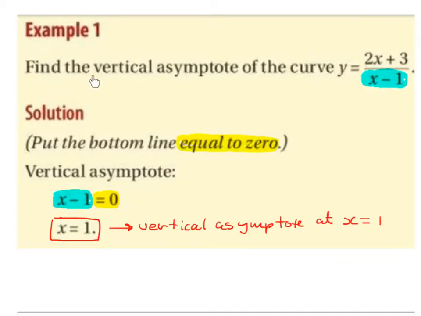Example: find the vertical asymptote of the curve y equals 2x plus 3 over x minus 1. So what we do is we put the bottom line, the denominator, equal to 0. So we let x minus 1 equal 0, and then we solve for x, so we bring the minus 1 over the equal sign, so x is equal to plus 1. So this is the vertical asymptote of this curve.